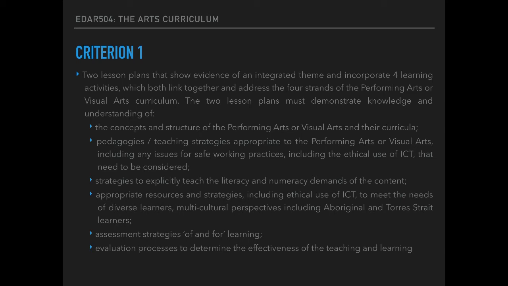Now, that may look like a really big list. You've got to remember that for each task, so for the performing arts one, it's a total of or equivalent to 2,500 words. And for the visual arts, it's also 2,500 words. So, the whole assignment task is these 2 lessons and your resources.